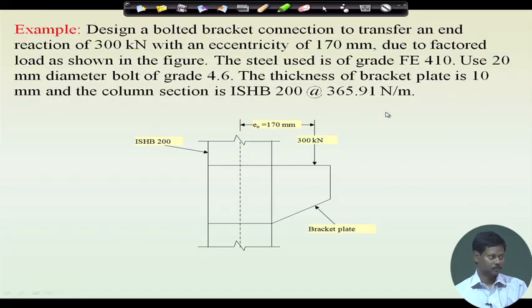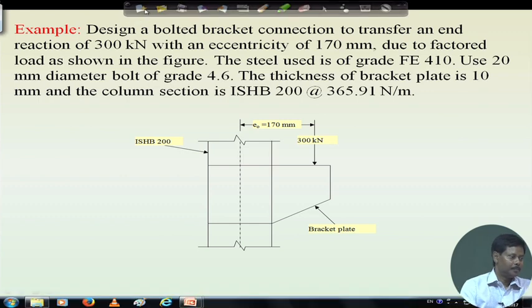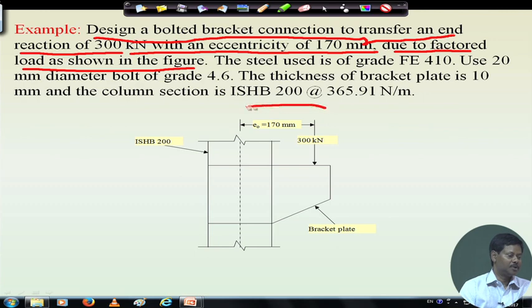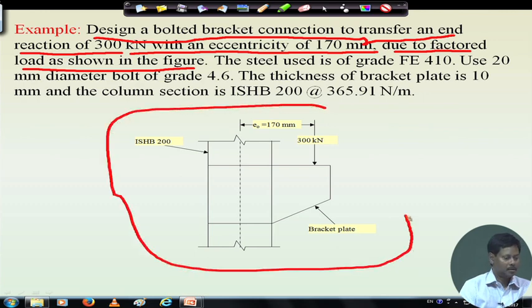So, let us go through this example, right. Design a bolted bracket connection to transfer an end reaction of 300 kilonewton with an eccentricity of 170 millimeter due to factored load, as shown in the figure, right. The figure is shown here. You can see the figure.